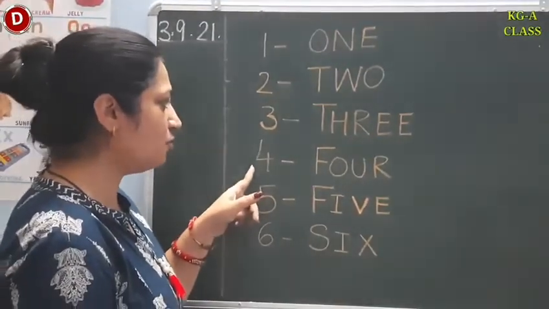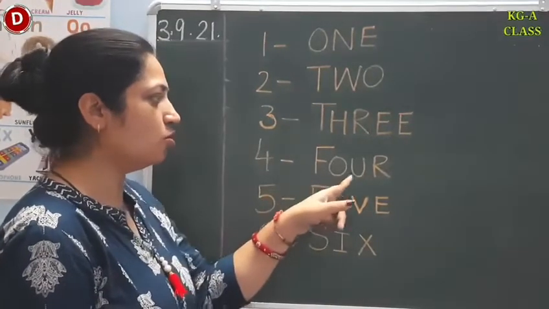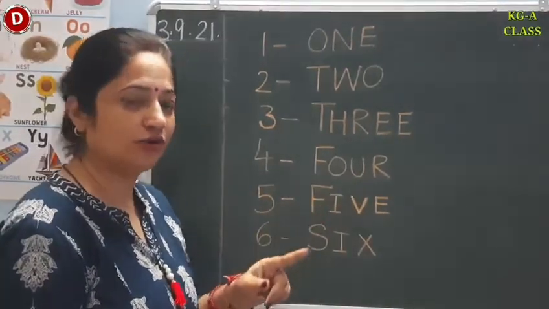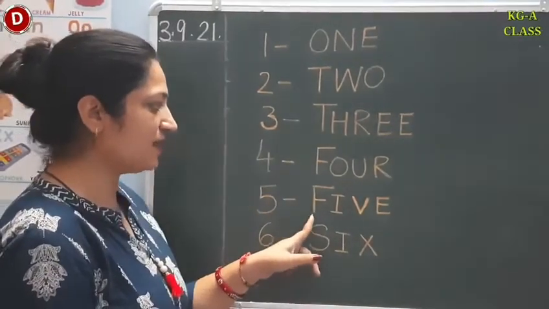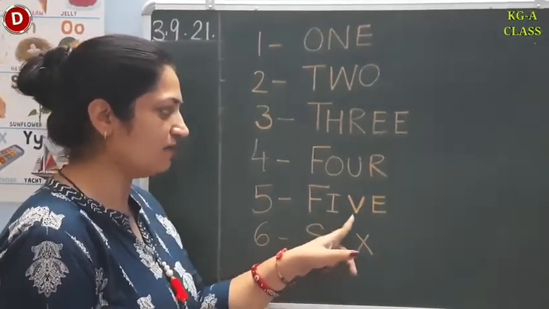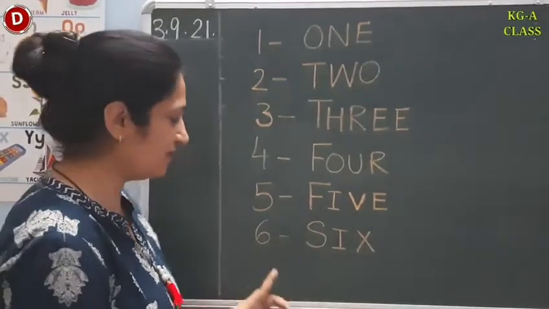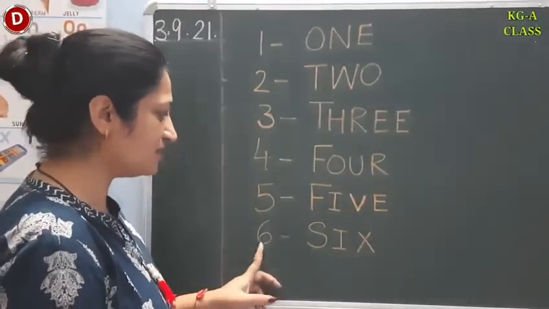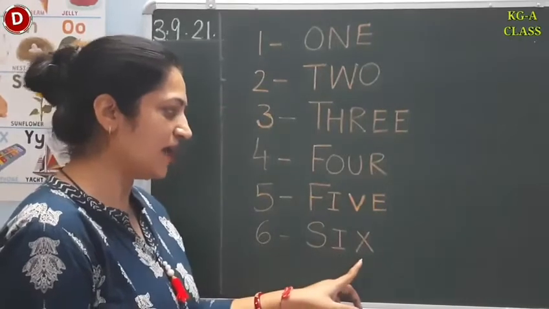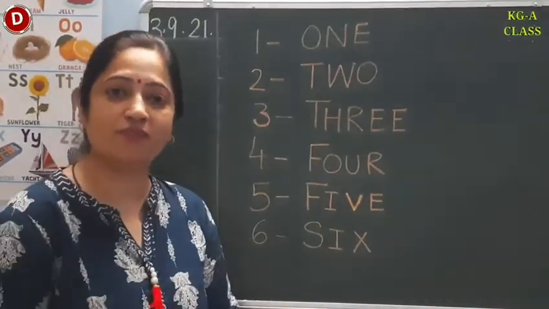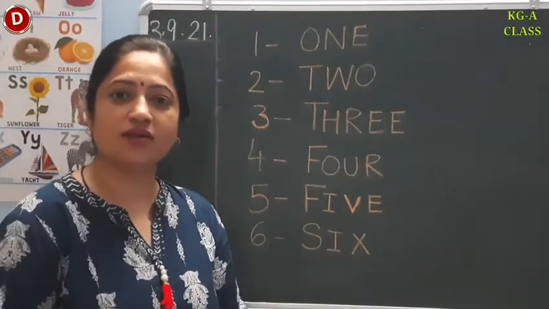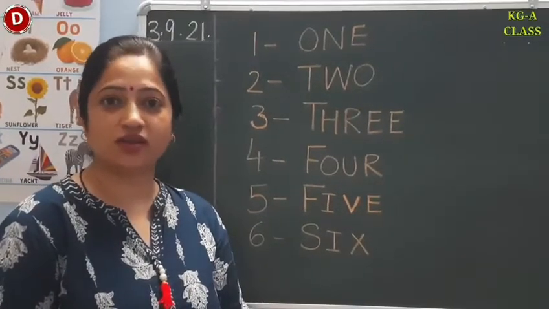After 3 comes 4. This is number 4, F-O-U-R, 4. This is number 5, children, and its spelling is F-I-V-E, 5. Now comes 6. This is number 6, S-I-X, 6. In this way, children, with the help of number names, you are able to read.